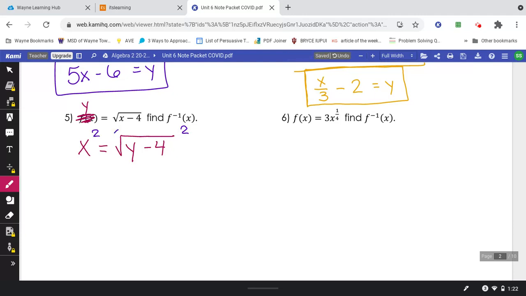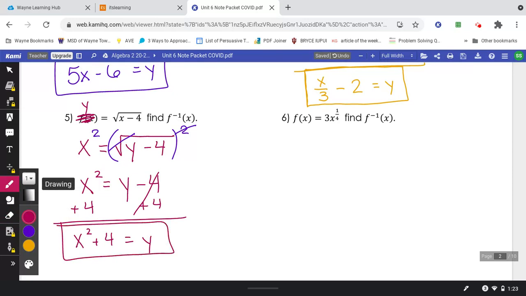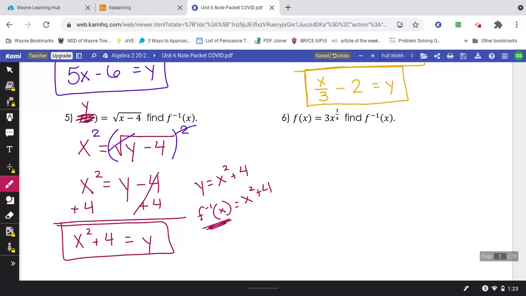So the square root is the opposite of squaring. That and that will cancel. This leaves x squared equals y minus 4, and add 4 to both sides. X squared plus 4 equals y. Again, several ways to write it. You could write the y equals first, or you can write even f to the negative 1 of x equals x squared plus 4. Remember, that right there just means the inverse, which is what we're trying to find anyway.